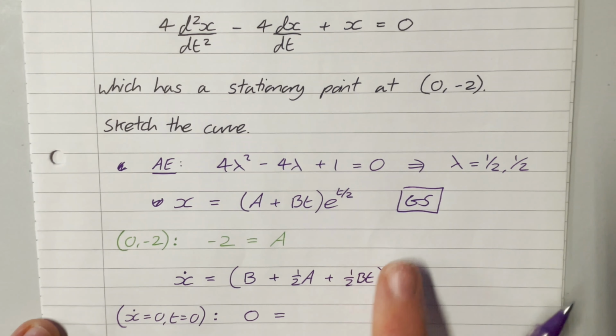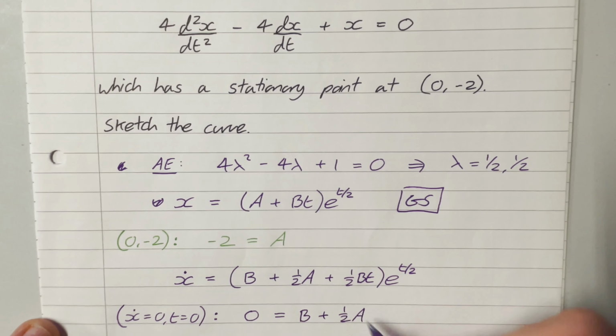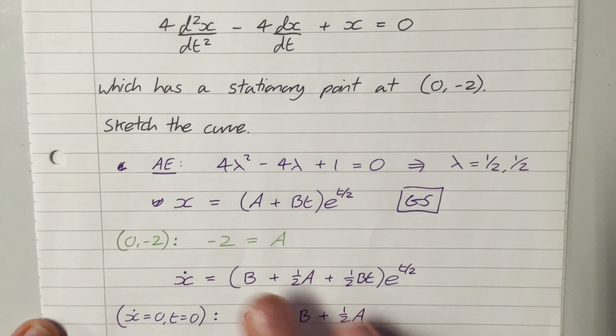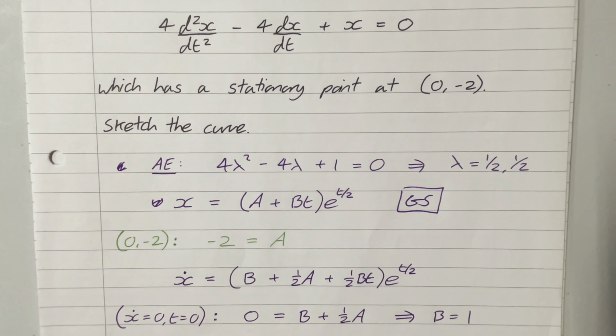That term's the number 1. So I'm left with b plus a half a. But I know that a is -2. So that means I've got b minus 1 is 0. So therefore b must be 1. Excellent. I've now got numerical values for a and b.